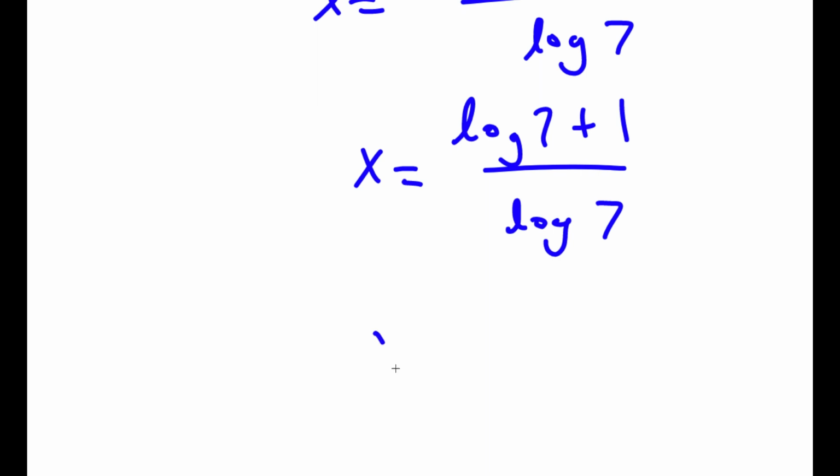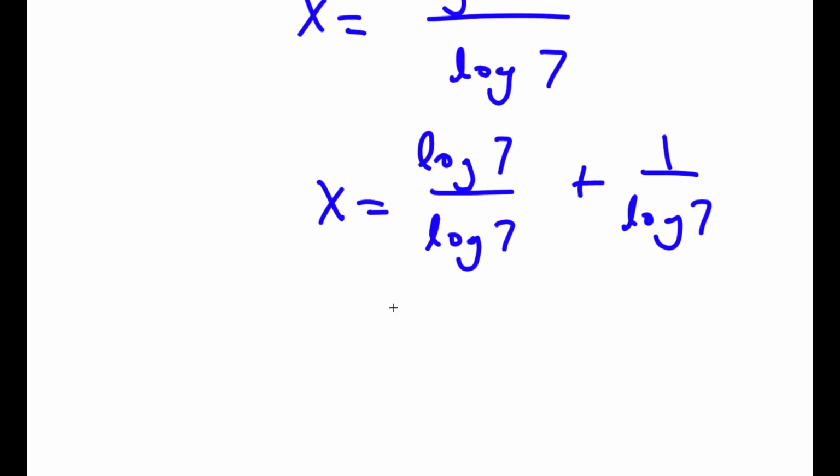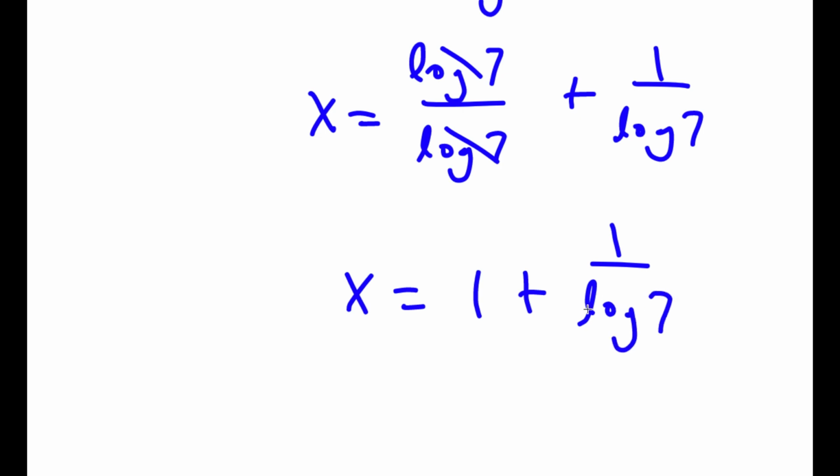Now this can simply be written as log 7 over log 7 plus 1 over log 7. And log 7 over log 7, these two cancel out. So I'm left with x is equal to 1 plus 1 over log 7.